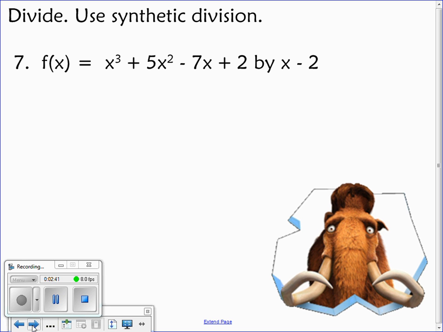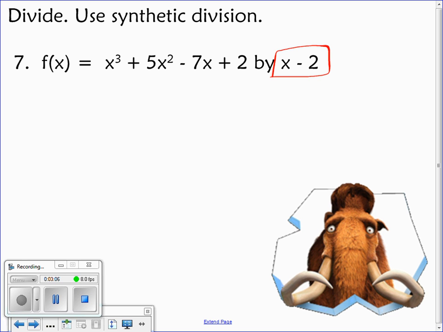So the first thing I look at when I'm looking at any kind of division problem is, what am I dividing by? Can I use synthetic division? Yeah, it's just x and then plus or minus a number. So I can use synthetic. Then I look at my other part: is anything missing? Do I have any zeros? No. I went x cubed, x squared, x to the first, and then my number. So I'm not missing anything.